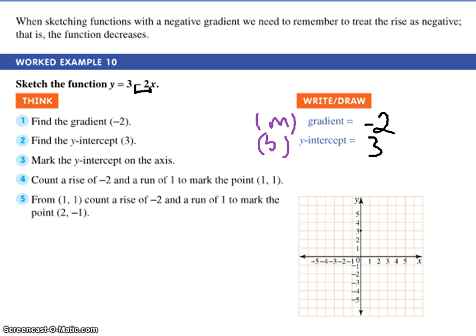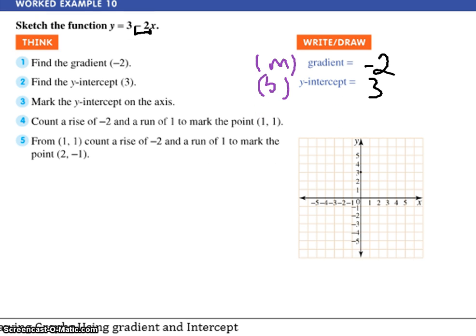Easiest one to do is your y-intercept, because you know your x value is 0, and you've already worked out what your y value is. So your y-intercept is 3, so we go to 0, 3, which is that point right there. Put the point.